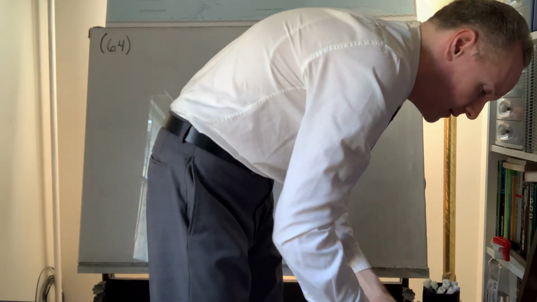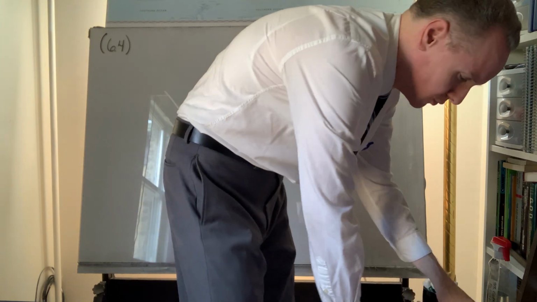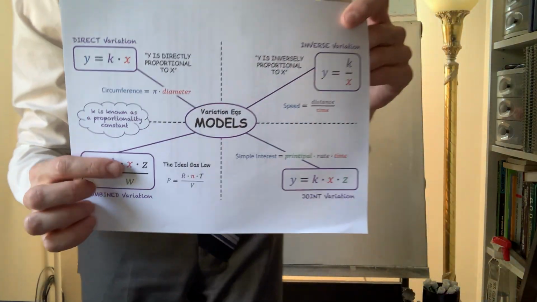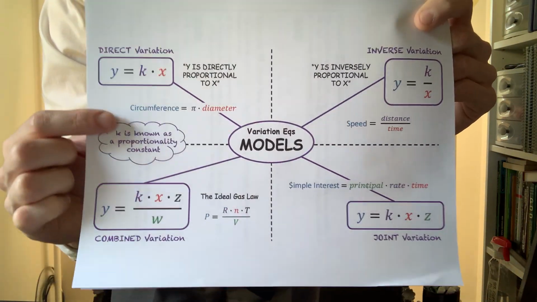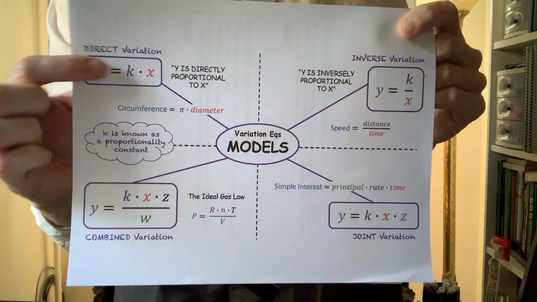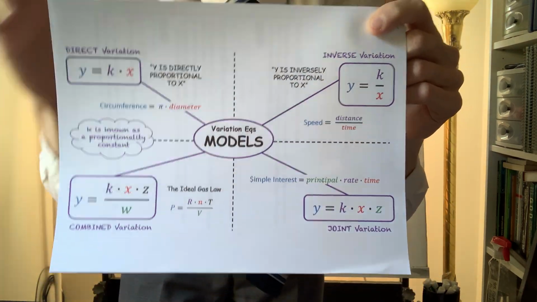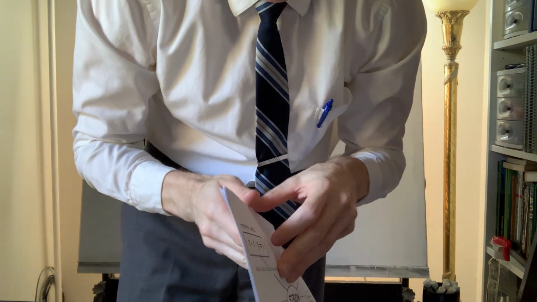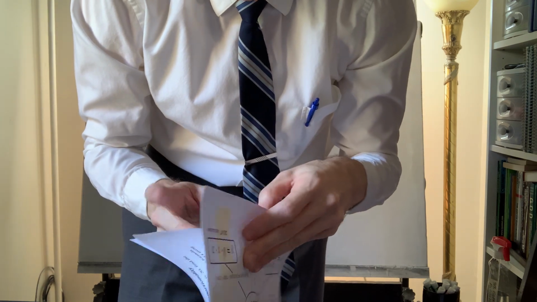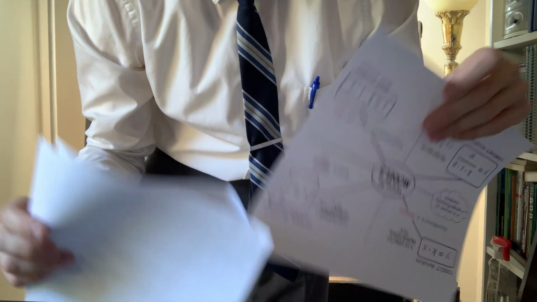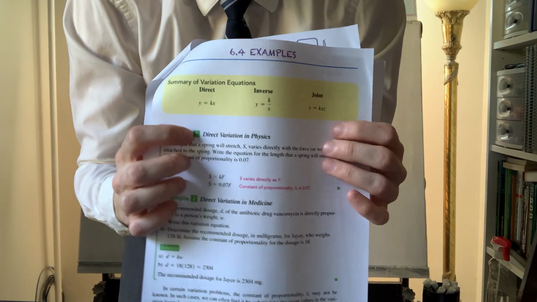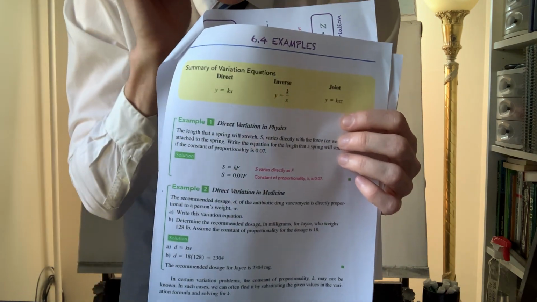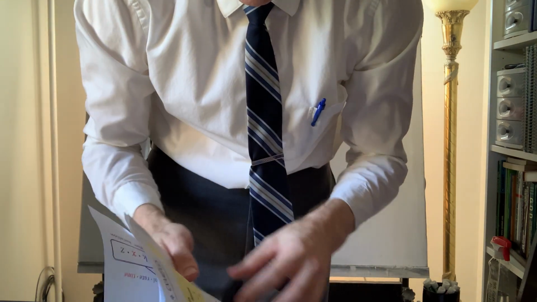So, anyhow, the packet that I have for you today is an overview diagram that I've made. These are basically the four models that you'll be employing for variation equations when confronted with examples like you see here. I swiped these from the textbook. So we'll go through those.